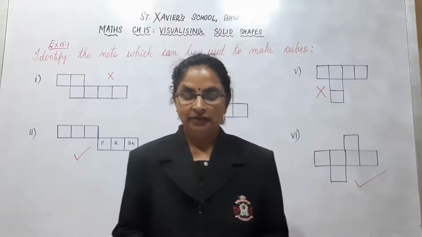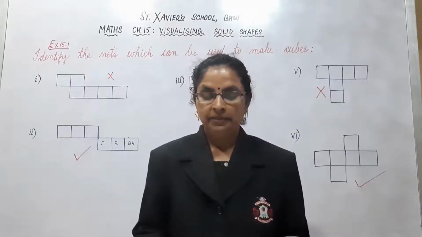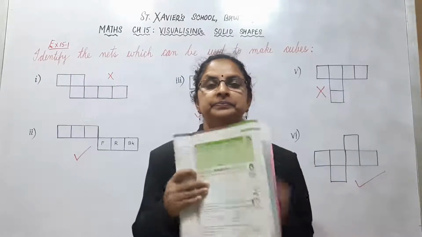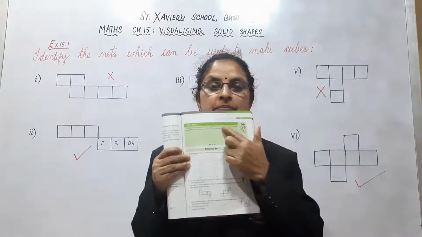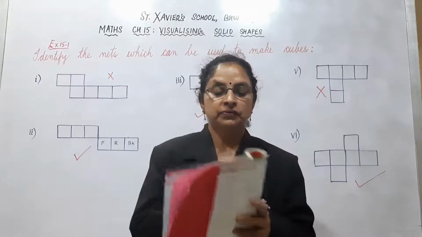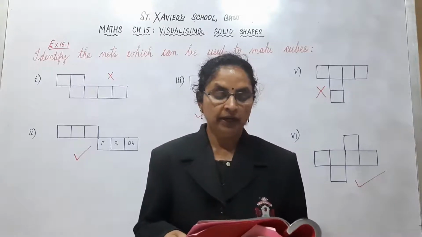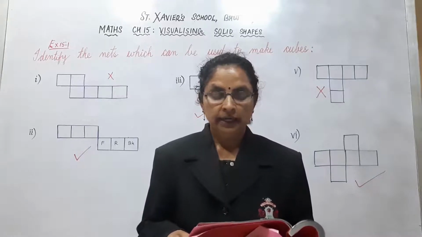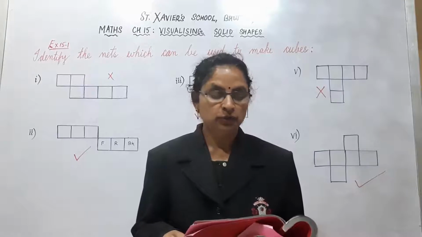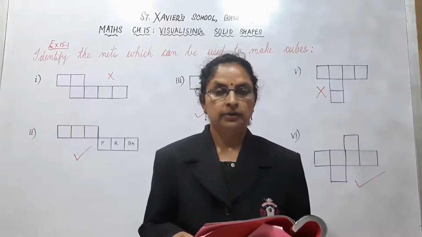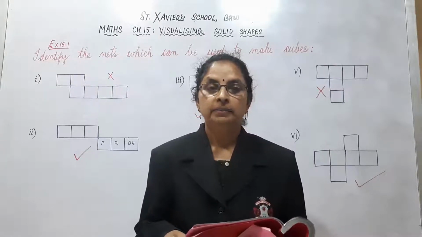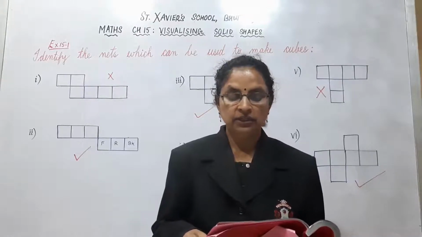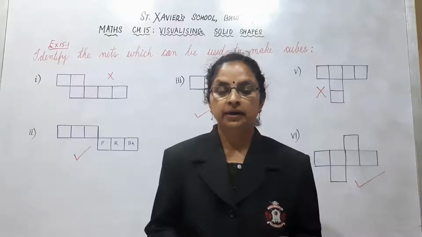Now let us start with page number 281. Try these questions. Look at those figures. Here you find 4 nets. There are 2 correct nets among them to make a tetrahedron, a triangular pyramid. See if you can work out which nets will make a tetrahedron.